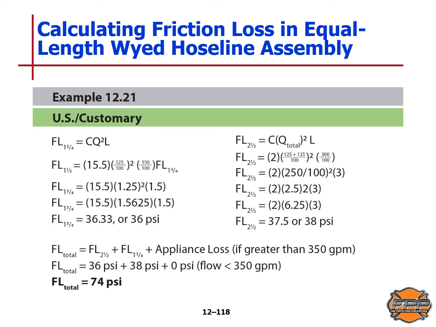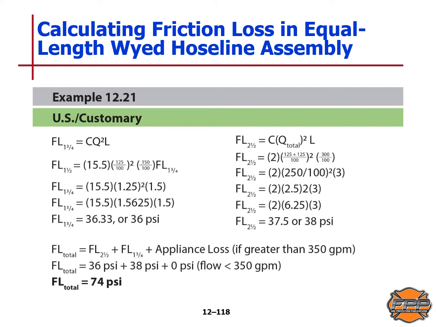So friction loss at 2 1/2 equals 2 times 250 divided by 100 squared times 3. You continue the math and you end up with 2 times 2.5 squared times 3, and that comes out to 2 times 6.25 times 3. And the total is friction loss at 2 1/2 equals 37.5 or 38 psi. And you can see that they're actually very similar.